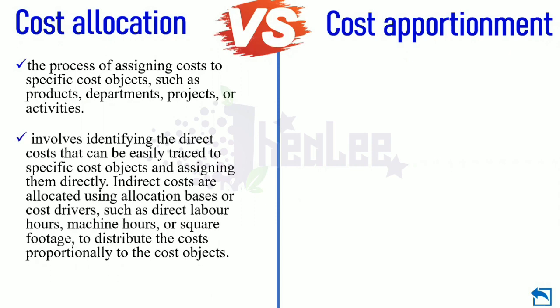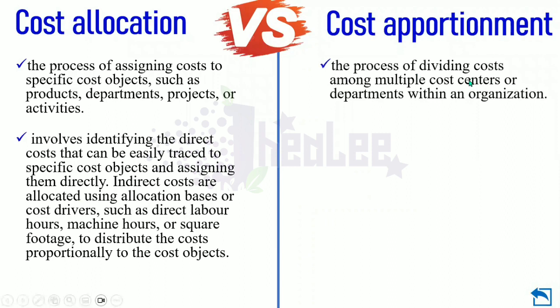It involves identifying the direct costs that can be easily traced to specific cost objects and assigning them directly. Indirect costs are allocated using allocation basis or cost drivers such as direct labor hours, machine hours, or square footage to distribute the cost proportionally to the cost objects. Now, under cost apportionment, this is a process of dividing costs among multiple cost centers or departments within an organization.